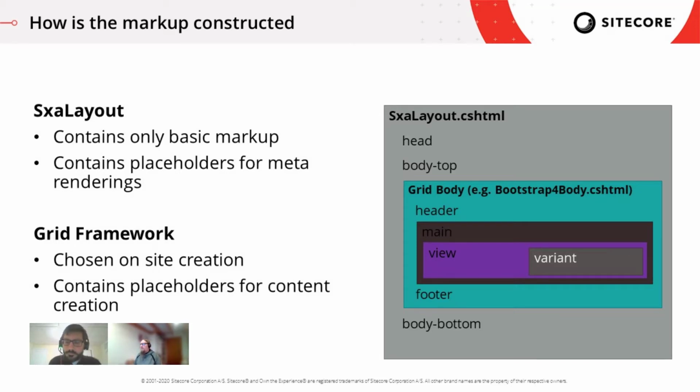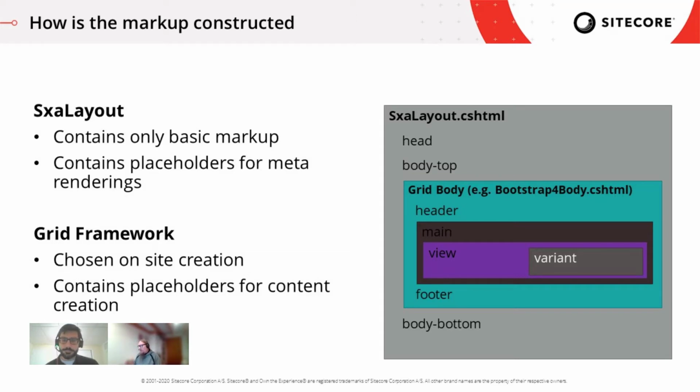Everything in Sitecore usually starts with a layout, and SXA ships an out-of-the-box layout, which is called SXA layout.cshtml. In there, you don't find too much. It's a quite slim layout. What you find in there is mainly three placeholders. On the one hand, we have a head placeholder, which represents everything that goes within your head tags of the HTML. And then you have a body top placeholder and a body bottom placeholder, which allows you to also add renderings, or in this case, meta renderings, directly underneath the opening body tag or directly above the closing body tag.